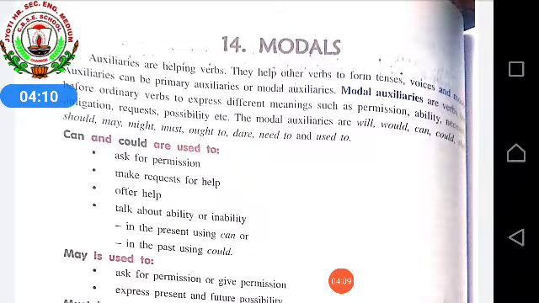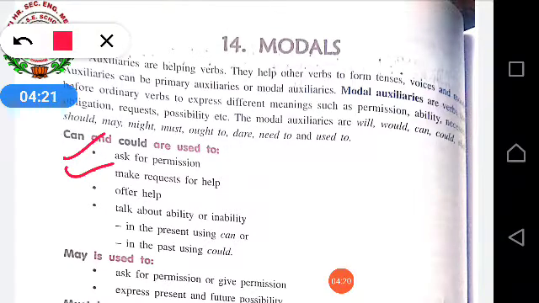Can and could are used to ask for permission, make requests for help, offer help, and talk about ability or inability. When we want to ask for any permission, we can use can and could. So for asking permission, for requesting, for offering someone help, or talking about someone's ability or inability. Ability and inability is divided into two: in the present we use can and in the past we have to use could. This you have to keep in your mind.